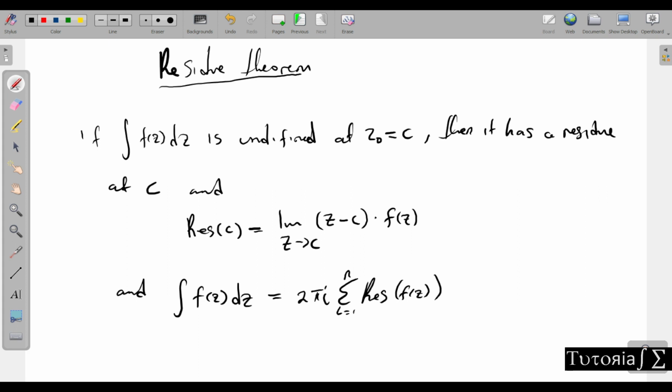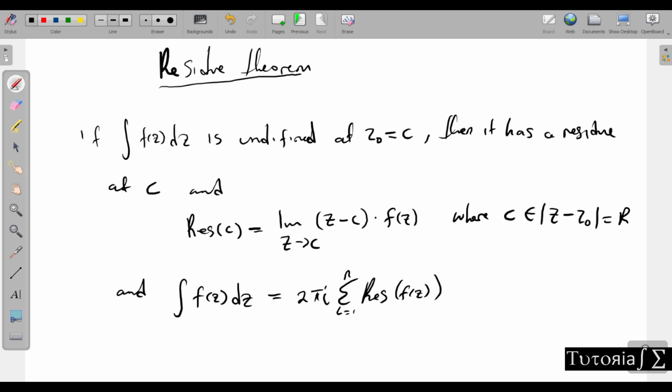I think I've left out something. Let me see. If f of z is undefined at z naught equals c, then it has a residue at c, where c is inside or on the boundary of the contour, the circle z minus z naught equals r. So this is the residue theorem.